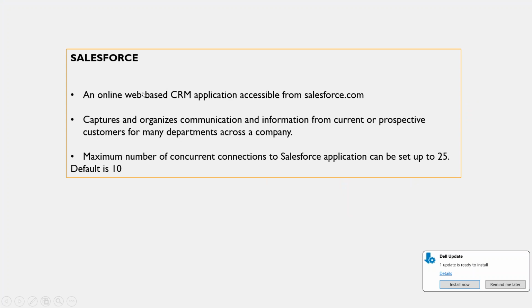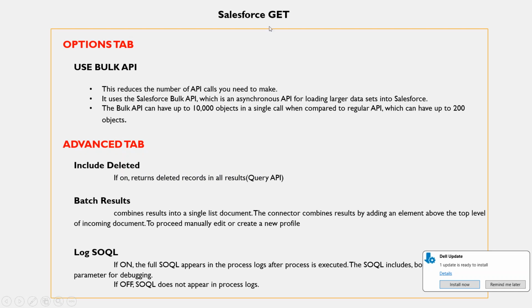Right. So as we have seen, an online web-based CRM application accessible from salesforce.com captures and organizes communication and information from current or prospective customers for many departments across a company. Maximum number of concurrent connections to Salesforce application can be set up to 25 and default is 10. And Salesforce Get, we have seen this. So use bulk API. We have seen this reduces the number of API calls you need to make. It uses the Salesforce bulk API, which is an asynchronous API for loading larger data sets into Salesforce. The bulk API can have up to 10,000 objects in a single call when compared to regular API, which can have up to 200 objects.